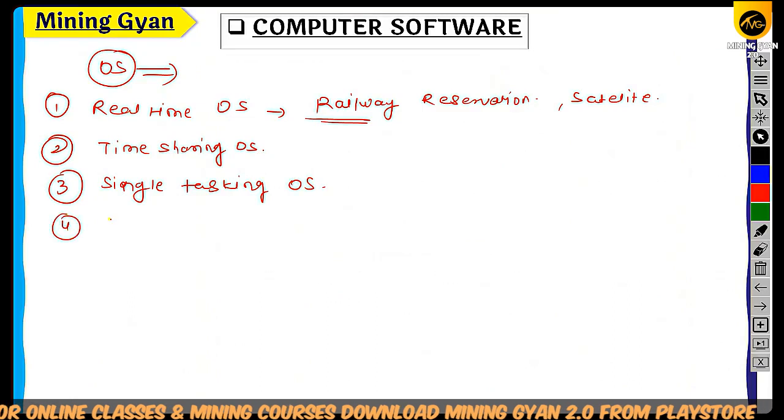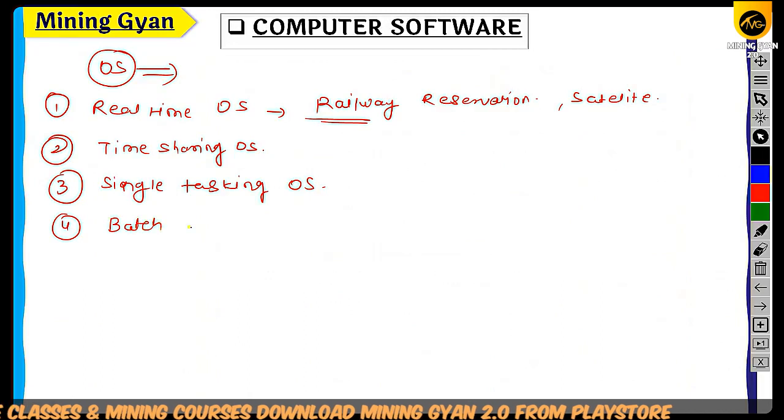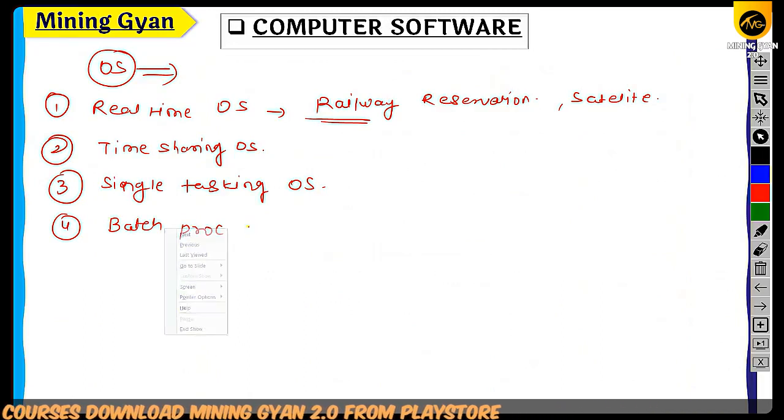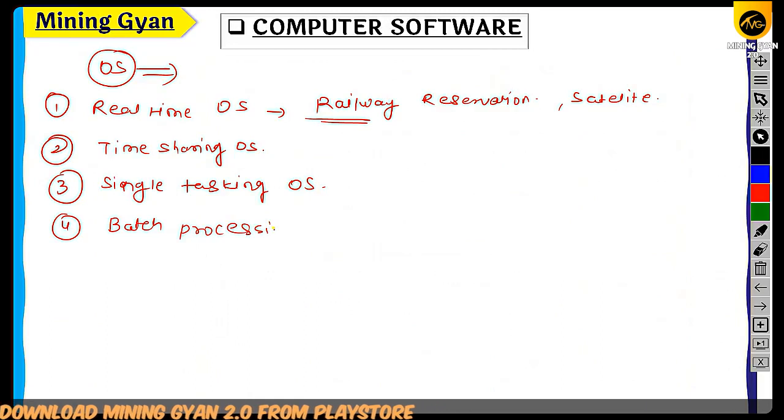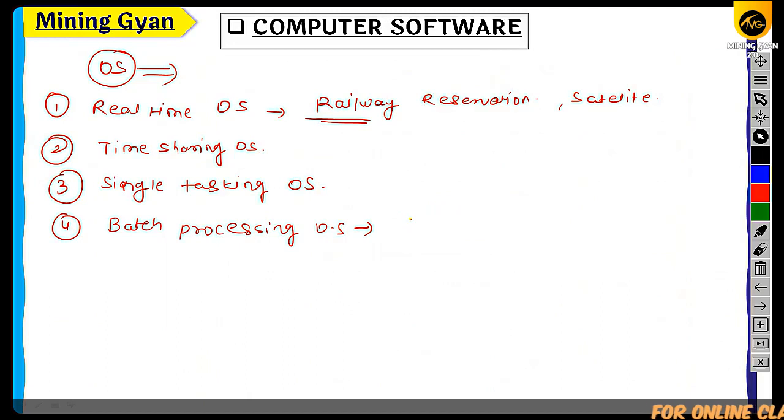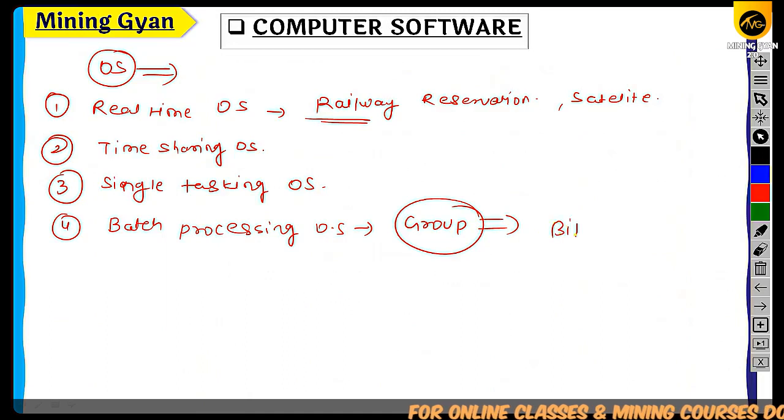The fourth one is batch processing. Batch processing operating systems can work in groups. Like billing: billing operating systems are classified as or belong to the batch operating system. So simply you can say it works in groups, like billing.